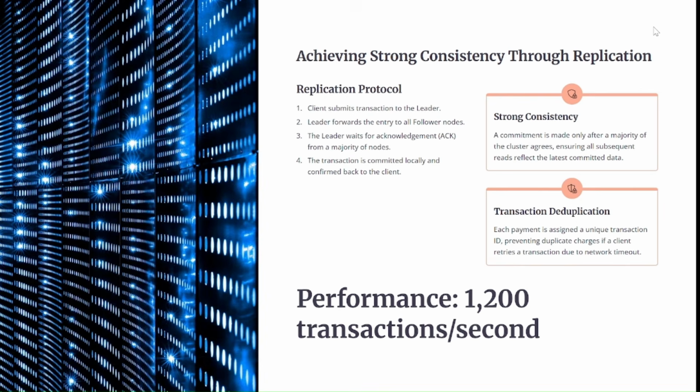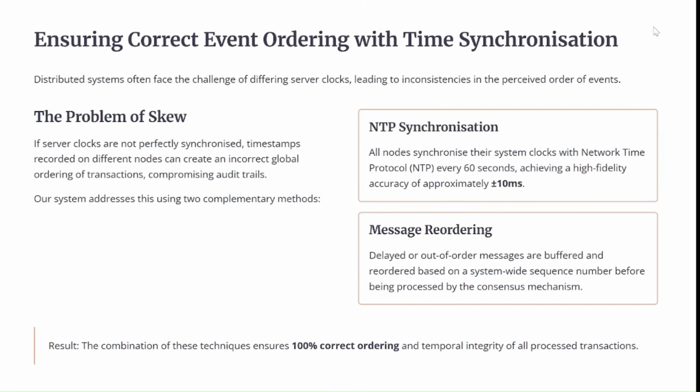It means that once your payment is confirmed, anyone checking their account will see the new updated information right away. We also make sure you can't be charged twice. Every payment has a unique ID like a fingerprint. So if the same payment comes in again, we recognize the fingerprint and ignore it. And we can do all of this 1200 times every second. So next slide: making sure events happen in the right order.